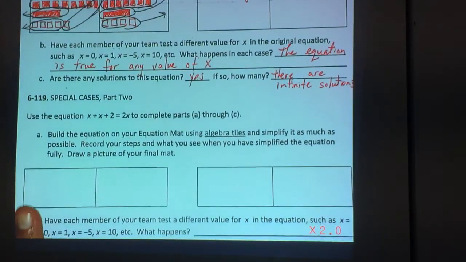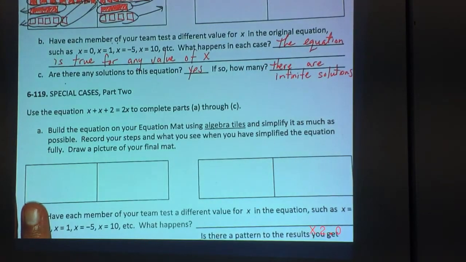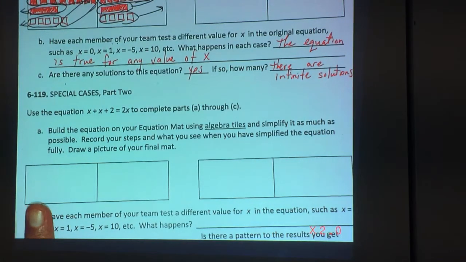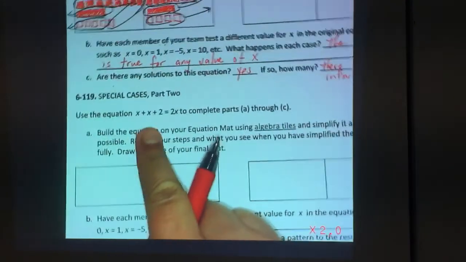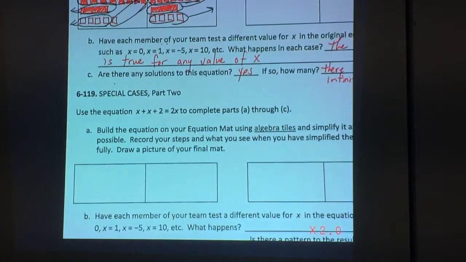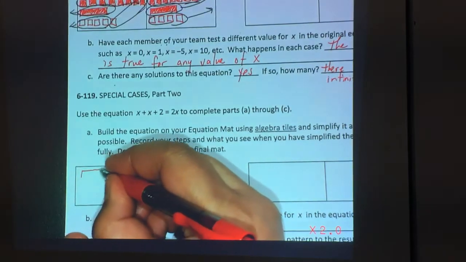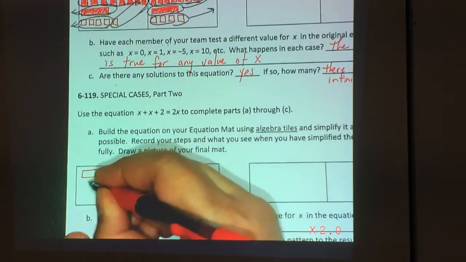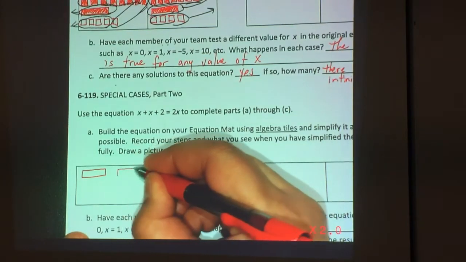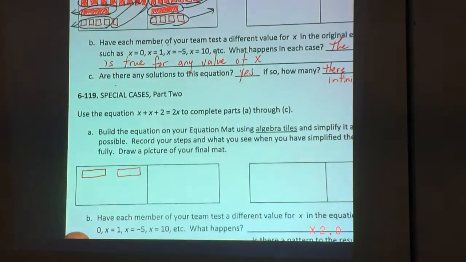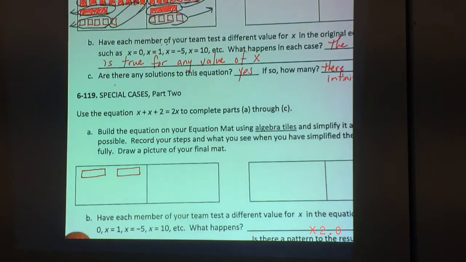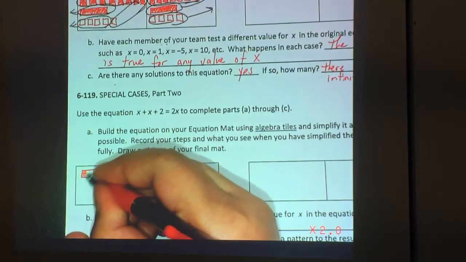Special cases part 2. Use the equation x plus 2 equals 2x to complete. Oh, so this is just like what we did in 118. So, let's see. What are we going to draw for A? X plus x. That's a bar. How many do I need? 2. What's that you say, Team 1? Oh, shade them. Okay, I'll shade them. Thank you, Team 1.